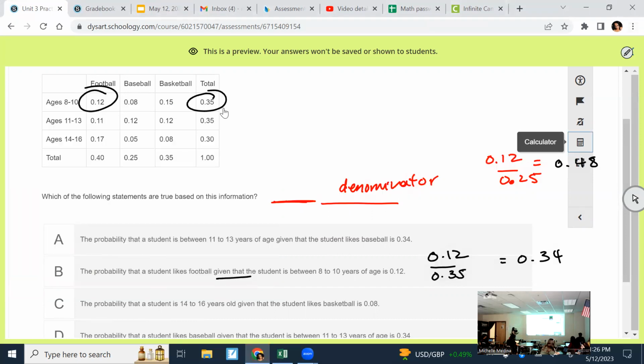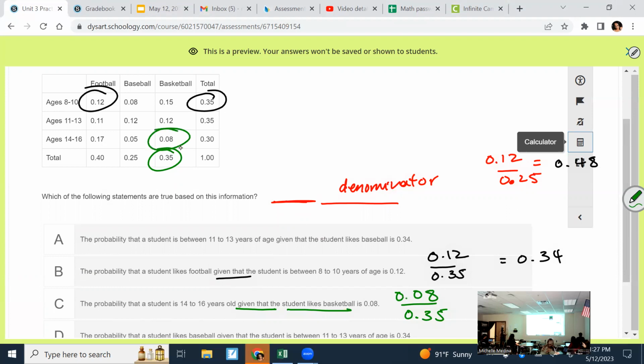For C, it says the probability that a student is 14 to 16 years old, given that the student likes basketball. So what should be my denominator for that one? Okay, should actually be 0.35. Because given that, whatever follows it, so out of the kids that like basketball, there's 0.35 of them. Well, really, there's more, but this is the relative. We want to know out of this many, how many of them are 14 to 16. So then what would be your numerator? 0.08. So out of the people that like basketball, this many of them are between 14 and 16. So then you divide those.